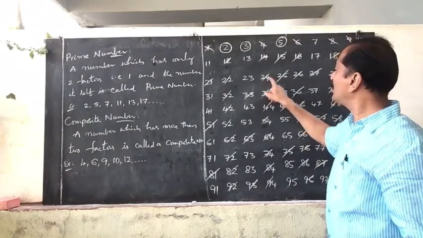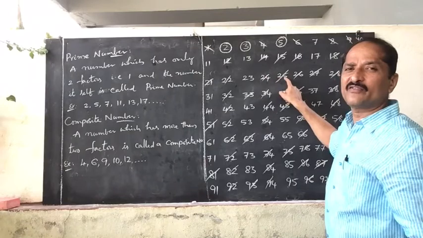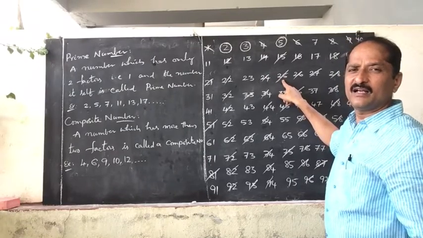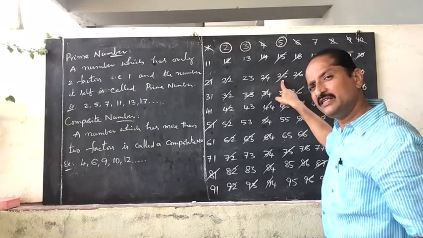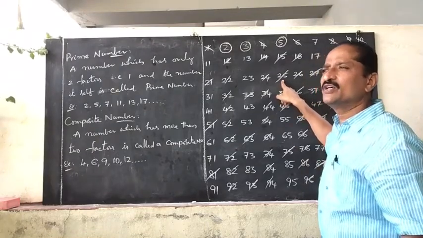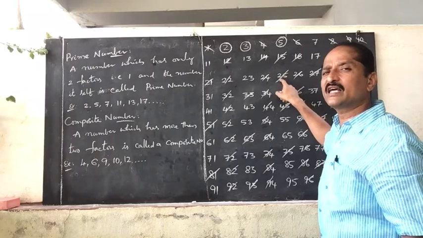5 is the third factor of 25. For 25, other than 1 and 25, 5 is also a third factor. So 25 is a composite number.